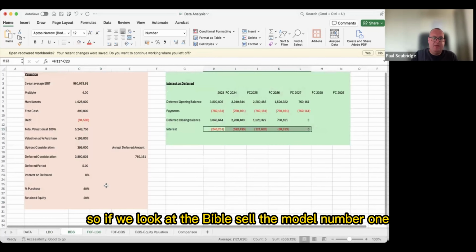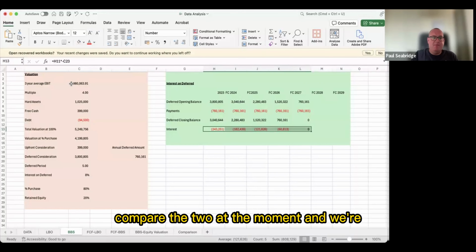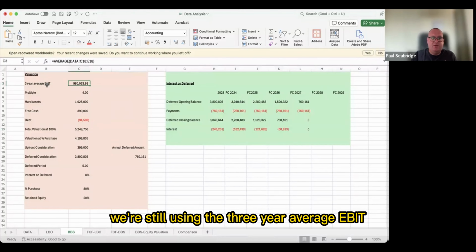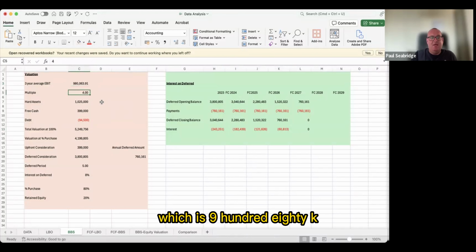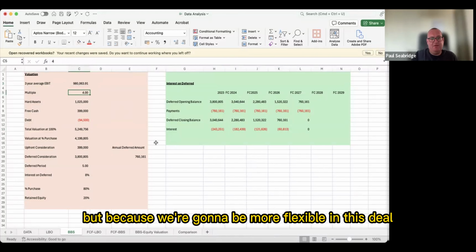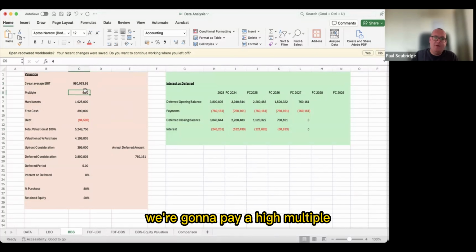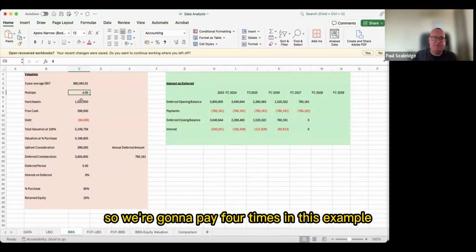So if we look at the buy, build, sell model, and we'll then compare the two in a moment, we're still using the 3-year average EBIT, which is 980k, but because we're going to be more flexible in this deal and there's no external funding, we're going to pay a higher multiple. So we're going to pay 4 times in this example.